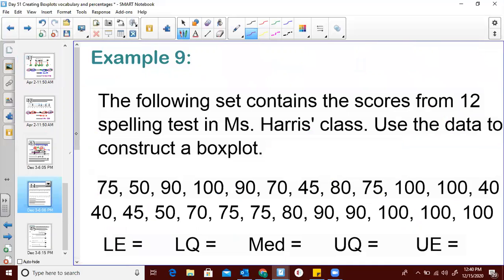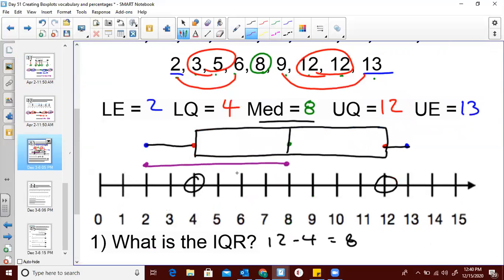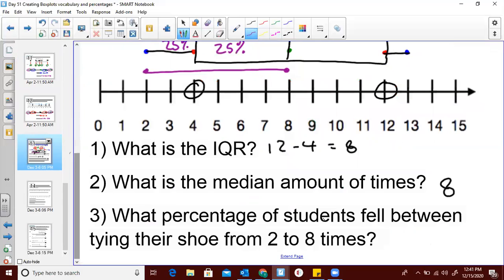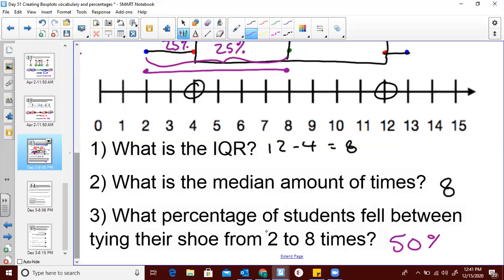So this will trip people up, because they'll be like, oh, they don't look like they're equal. But remember, this is going to be 25%, and this whole space is 25%. So the percentage of students who fell between tying their shoe from 2 to 8 times is actually 50%. You guys will see a lot more of that tomorrow.